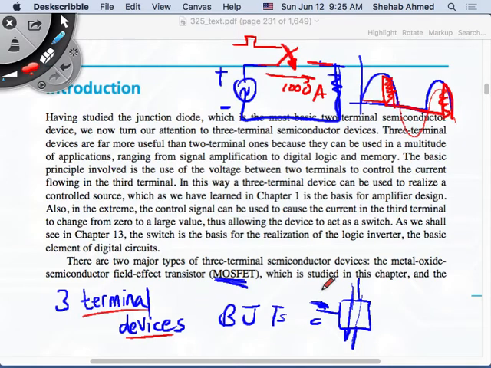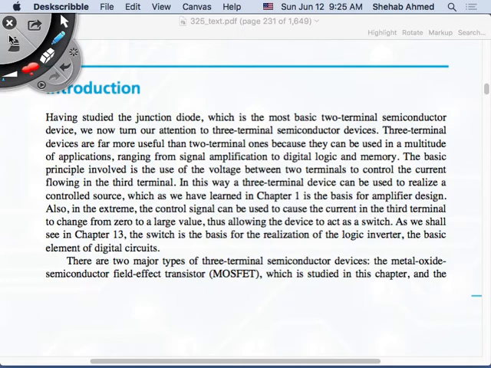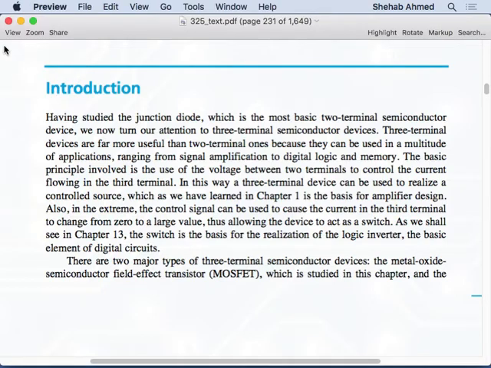So 3-terminal devices give us this control terminal that we will utilize for interesting applications here. We can utilize it as a switch, like I showed here, and we can utilize these 3-terminal devices as amplifiers for your sensor signals. We will see how to do that, and it will be based on operating at a certain DC bias point and then introducing small signal analysis. Same thing we did for the diode, but here it will make a lot of sense because we have this extra control terminal.